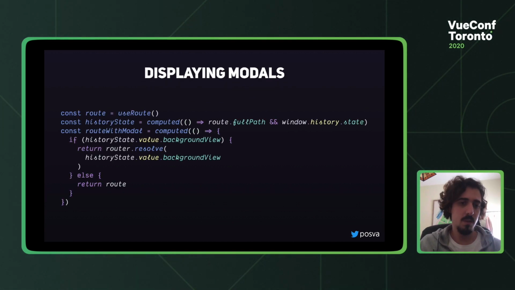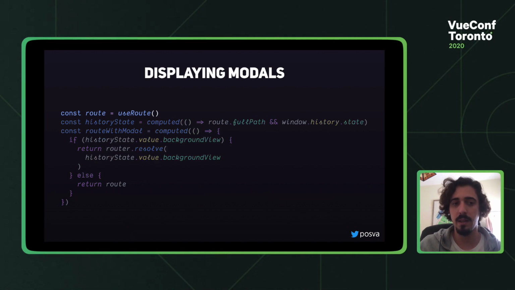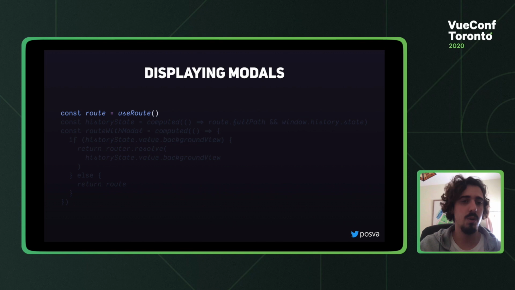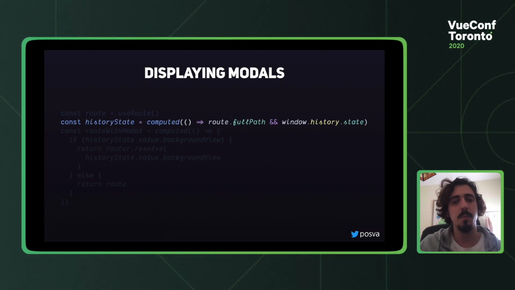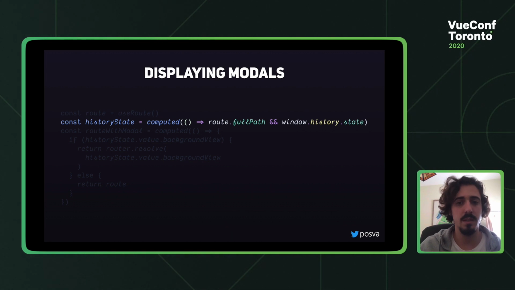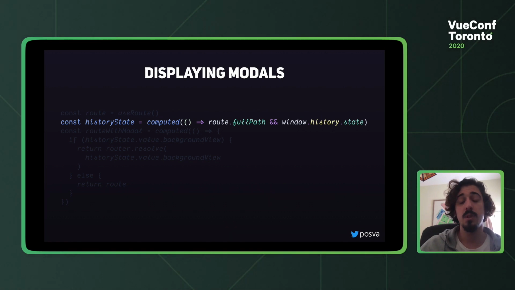So we have this small snippet to display modals. I'm going to talk about it very quickly. The first line that we have here is useRoute. useRoute is pretty much the equivalent of $route. So we need to get the current location we are at. Then we have the history state as a computed property. This is a reactive version of history.state. And we're using route.fullPath inside of the computed property to trigger a change on the computed property and to be able to retrieve the new state every single time.